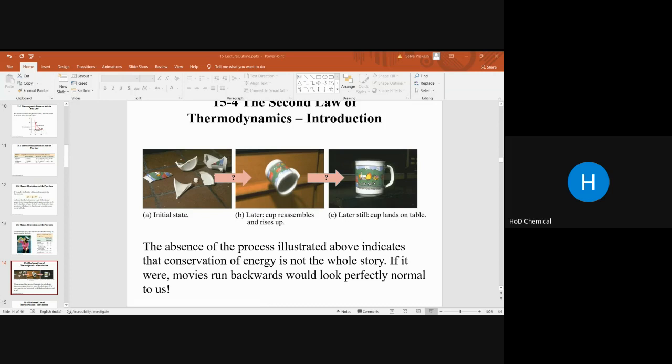So the second law of thermodynamics: heat flows spontaneously from a hot object to a cold object, but not the reverse. The given heat cannot be changed entirely into work. Natural flow tends toward an increase in entropy.